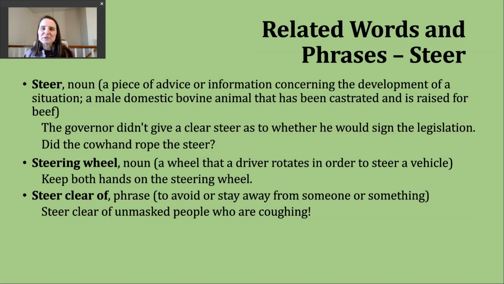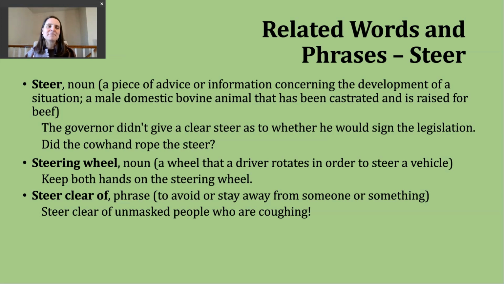Now, let's spend just a little time looking at some words and phrases. The first word we're going to look at is the noun form of our verb of the day. So, same spelling, same pronunciation. Steer as a noun can have a couple different meanings. One could be a piece of advice or a piece of information connected to the development of some situation. Now, I don't hear this noun used a great deal. As I looked for examples of it, it seemed maybe a little more common in the UK, in British English versus American English, but still good to be aware.